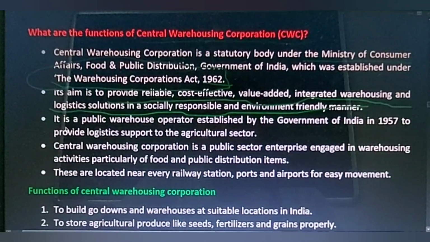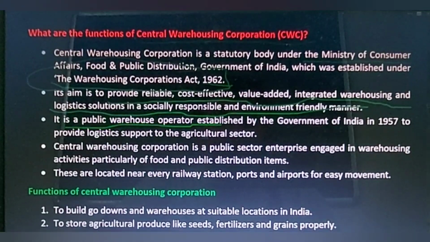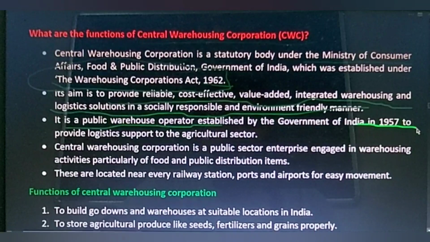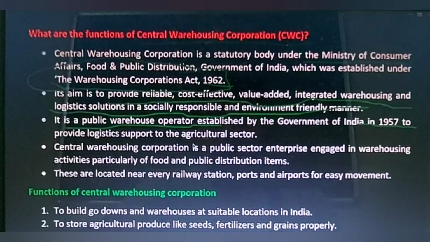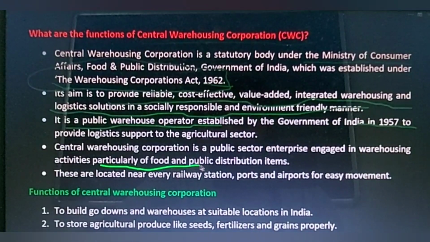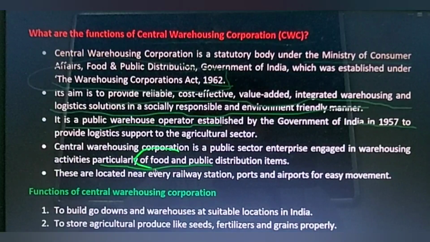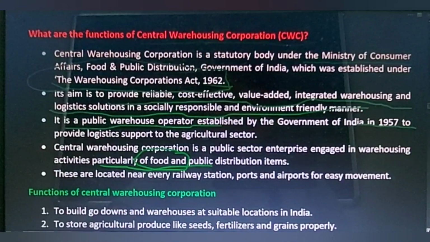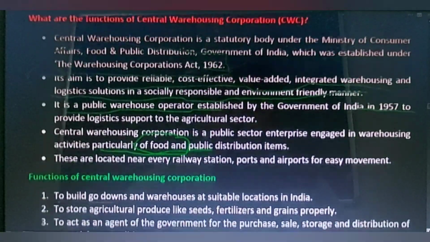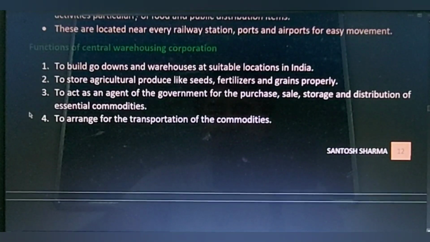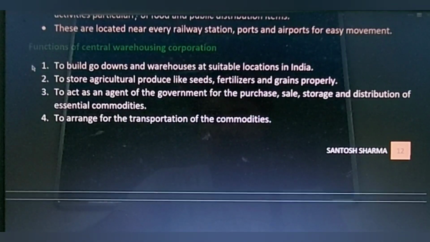And it is a public warehouse operator, basically established by the government of India way back in 1957. And Central Warehousing Corporation is a public sector enterprise engaged in warehousing activities, particularly of food. इस पे आपको थोड़ा हाईलाइट देना है. You might have seen near the stations and port areas, government warehouses are there, and they are generally CWC. And these are the main functions of Central Warehousing Corporation: to build godowns and warehouses at different locations in India, to store agricultural products like seeds, fertilizers, grains, like that.